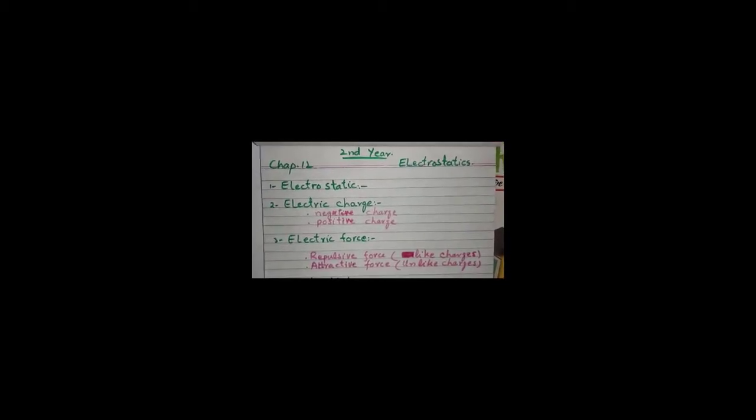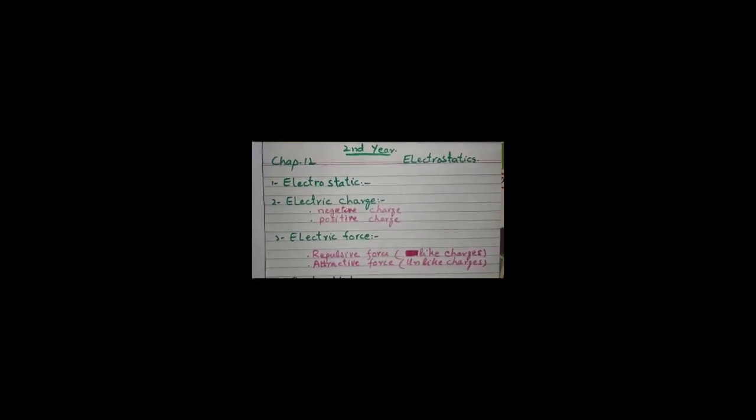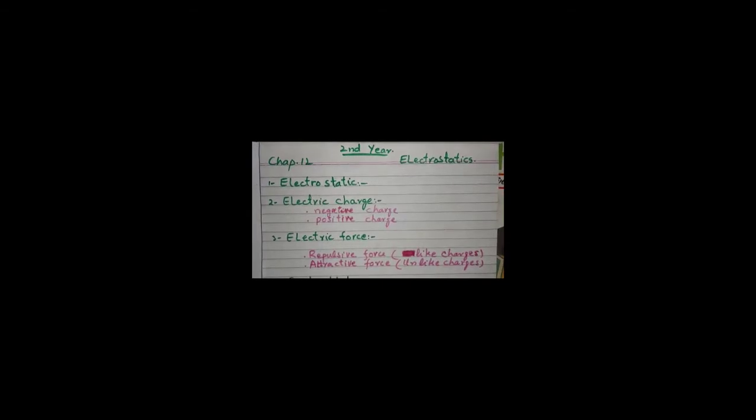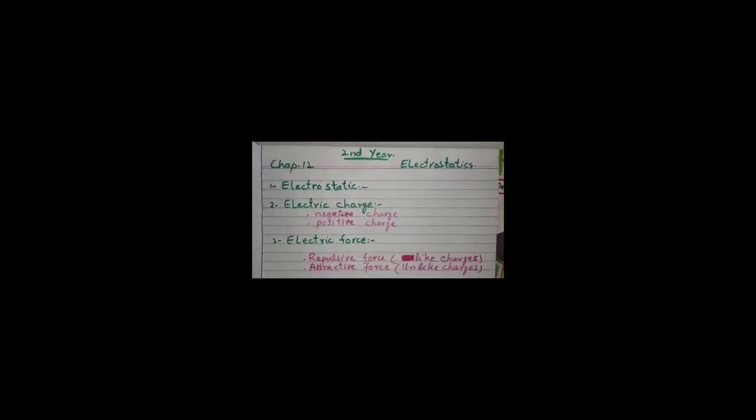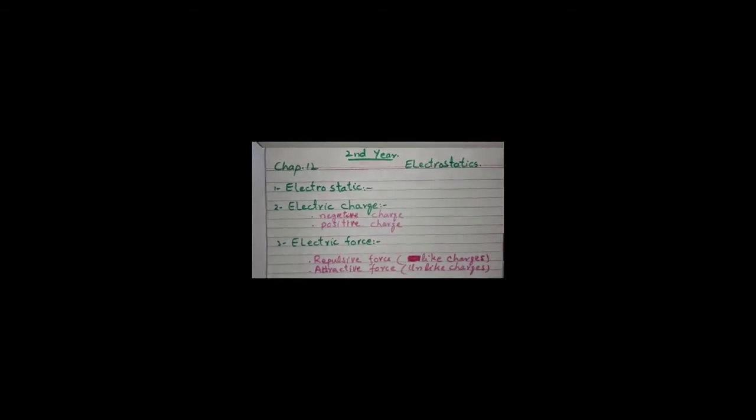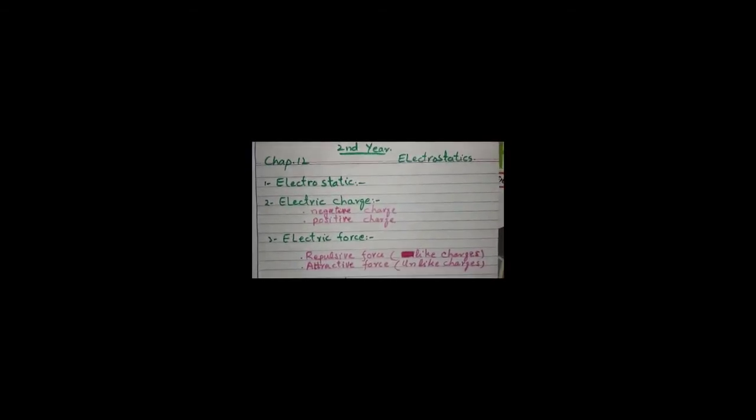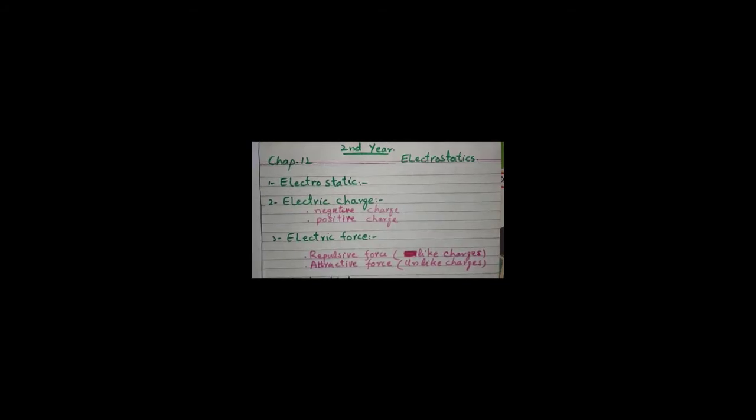As you can see in the name, this is the combination of two words, electro and static. Electro means electron and static means still condition or without movement. So electrostatics is the branch of physics which is concerned with the study of charges at rest.